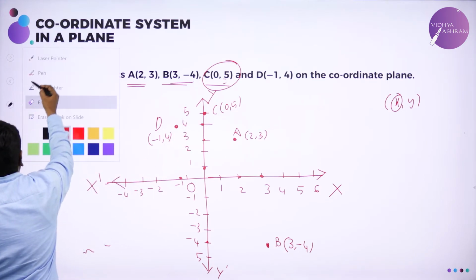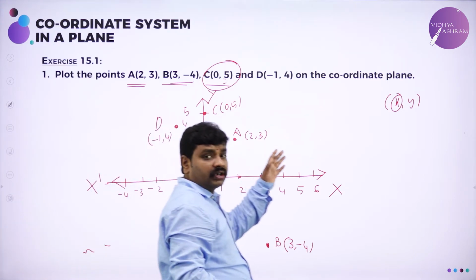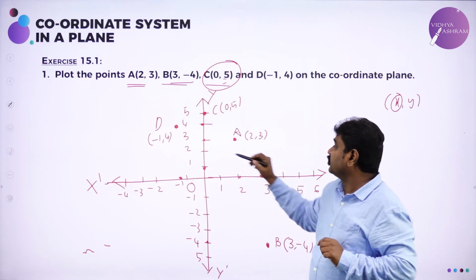That's it. You can retain the perpendiculars also. Whatever they want, we have plotted. Here both are positive, that's why it is in the first quadrant.